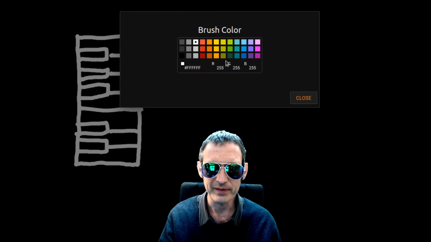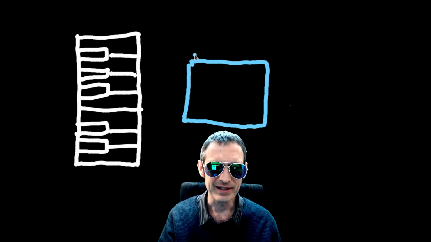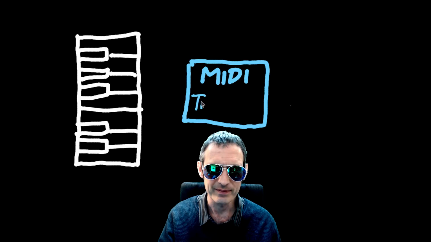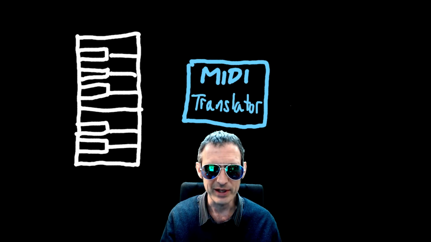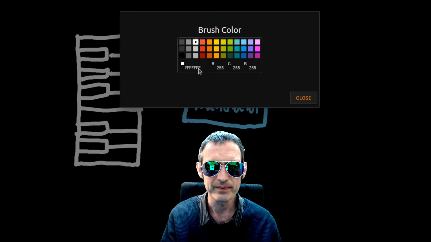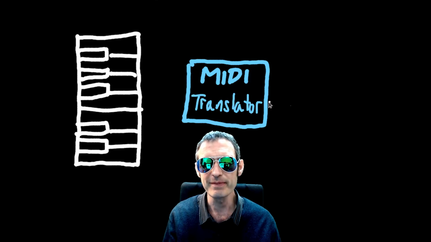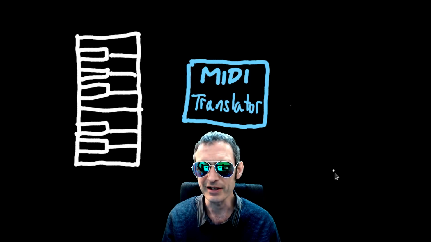I'm going to make it, oh, whoa, don't want to do that, hang on. I want to make it blue, so to represent newness and technology. Here we go, and I'm going to call this a MIDI translator. Let's make the brush a bit smaller to write translator. So, the idea is that when you play a MIDI note, it will go through the MIDI translator, which will tune it somehow and come out the other end.